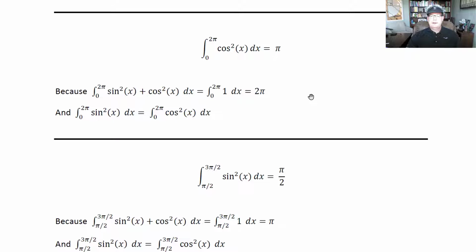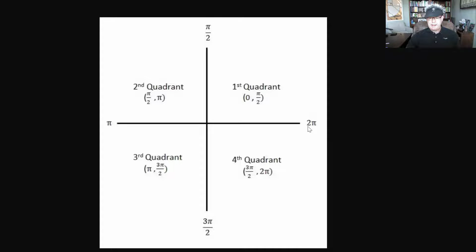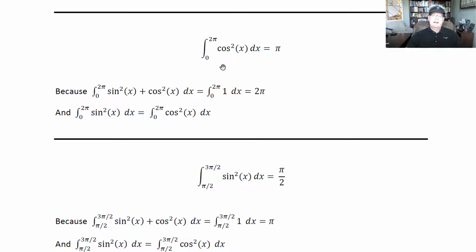With cosine squared, again, nice quadrant angles. And by quadrant angles, I mean the angles 0, pi over 2, pi, 3 pi over 2, 2 pi, etc. So those are the quadrant angles, the angles you would get at the x or y axis. So again, if I'm integrating from 0 to 2 pi of cosine squared, the length of the interval is 2 pi, so this will give me pi.